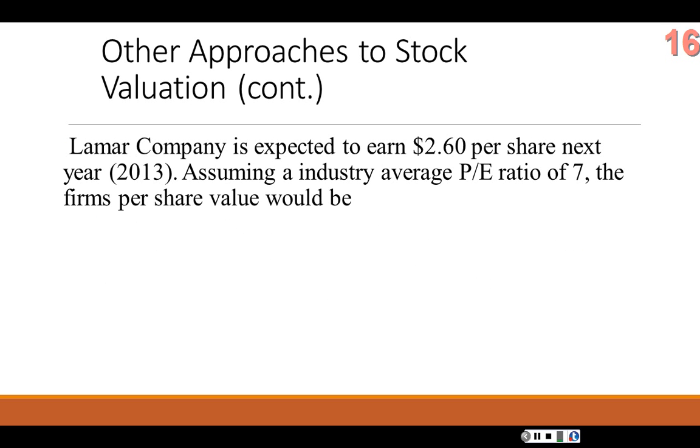So Lamar Company is expected to earn $2.60 next year. The industry has an average price-earnings ratio of 7. So the value of their stock would be $2.60 times 7 to give you $18.20 using the price-earnings multiple approach.